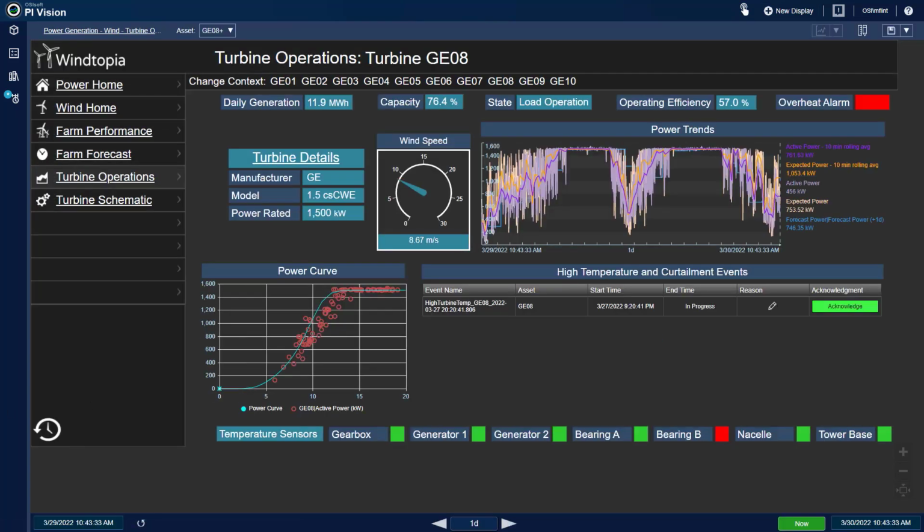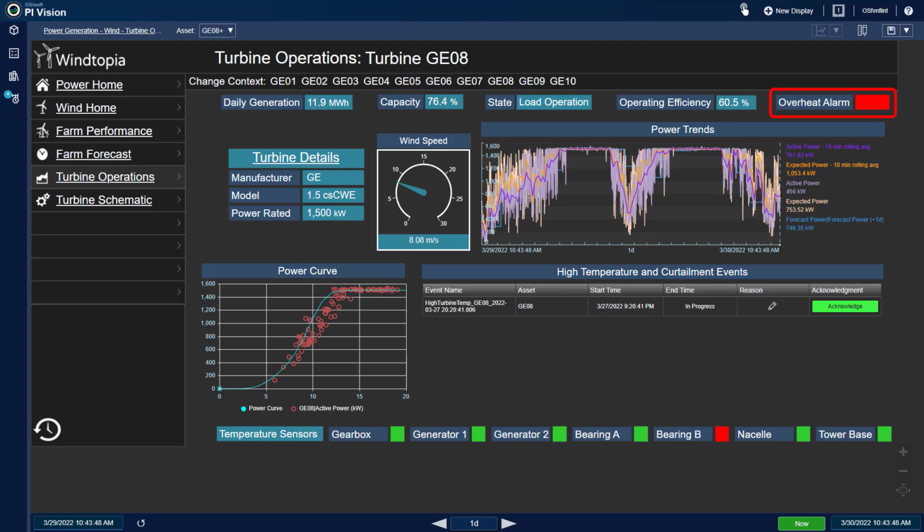At the turbine level, the plant manager has access to all key operational parameters from the turbine, as well as metadata like manufacturer, model, and power rating. Turbine generation is dependent on asset health and sometimes does not match manufacturer specifications. These factors must be tracked.